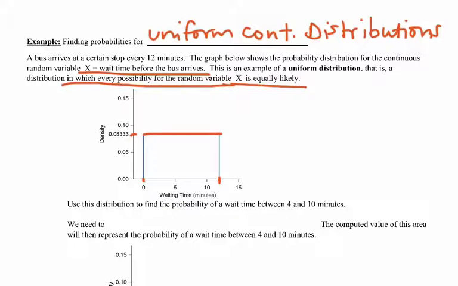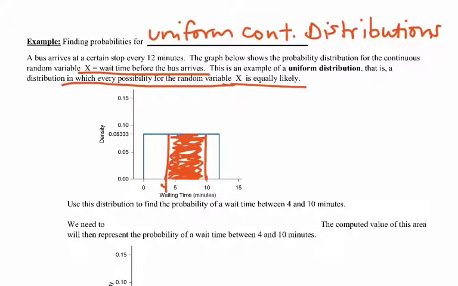The question says, use this distribution to find the probability of a wait time that's between 4 and 10 minutes. So how am I going to figure this out? I'm looking for area, because it's a continuous distribution, and I want to know the probability of waiting any time between 4 and 10 minutes. So I'm going to mark where I think 4 is, and of course 10 is already marked. What I'm looking for is the area underneath that curve from 4 to 10 minutes. This rectangle that I'm shading in represents the area under the curve, and it represents the probability that I'm going to be waiting between 4 and 10 minutes.